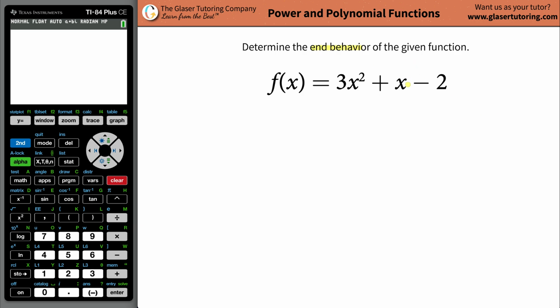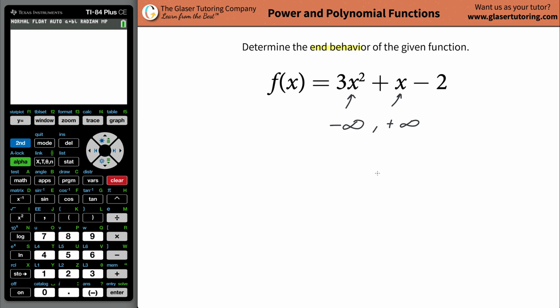Determine the end behavior of the given function f of x is equal to 3x squared plus x minus 2. All right, so what do they mean by end behavior? What they basically mean is what happens to the function's value, meaning what happens to the y value. Remember, you can think of f of x as simply the y value. As your x terms in the function approach negative infinity from the left and positive infinity to the right, that's what they want us to figure out.